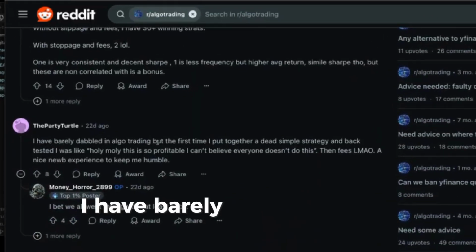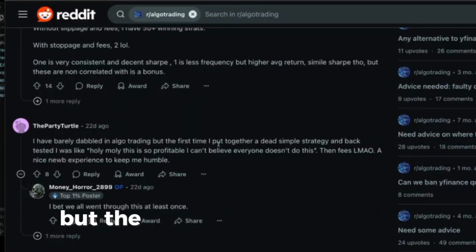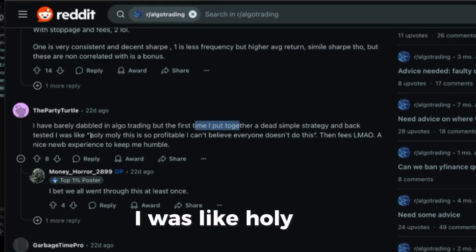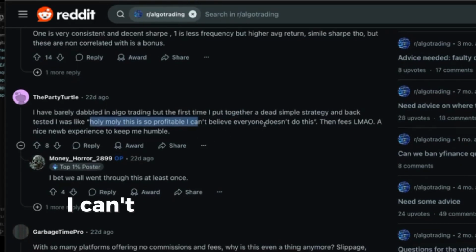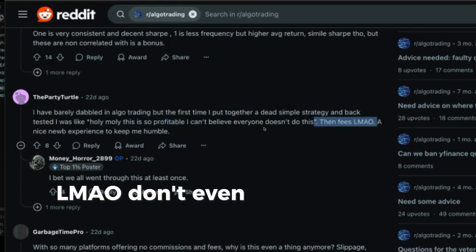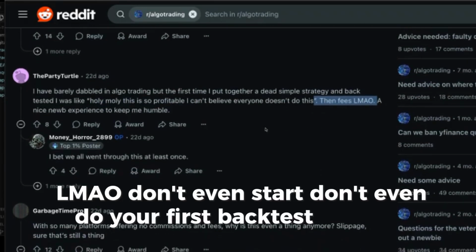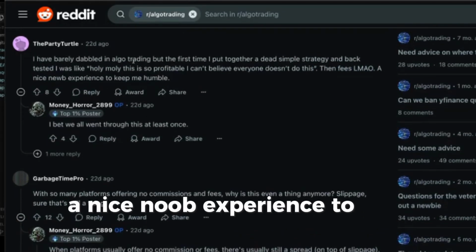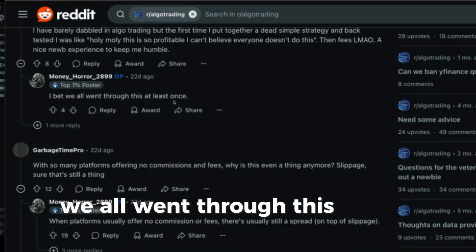"I have barely dabbled in algo trading, but the first time I put together a dead simple strategy and backtested, I was like, holy moly, this is so profitable. I can't believe everyone doesn't do this. Then fees, LMAO." Don't even do your first backtest without fees. It's just not going to be fun for you, dude. A nice noob experience to keep me humble. We all went through this at least once.